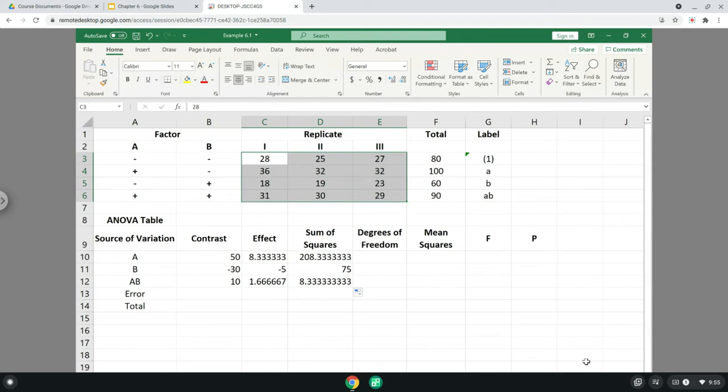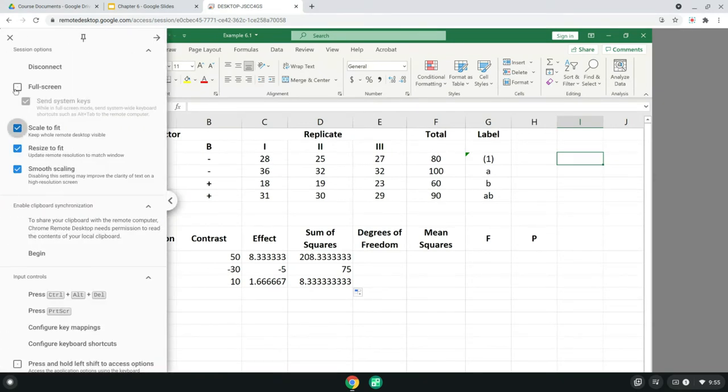So let me do it here so you'll understand better. So first let's square these terms. Okay, so let me make it full screen.